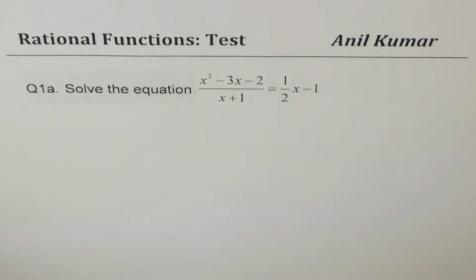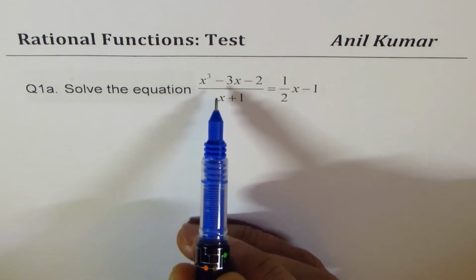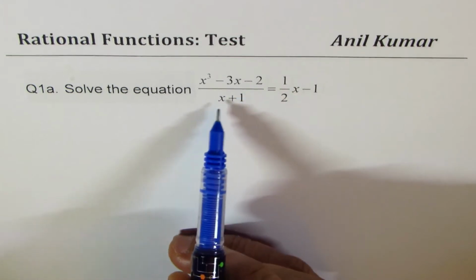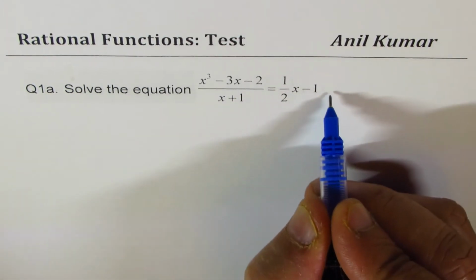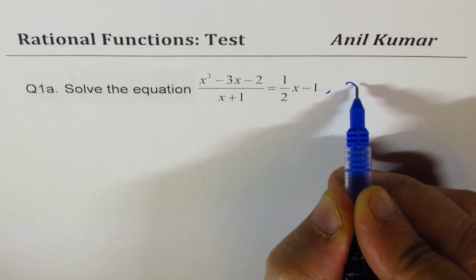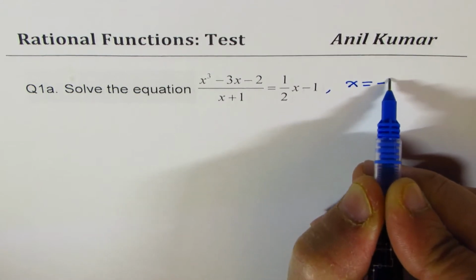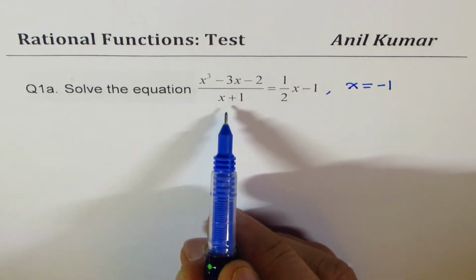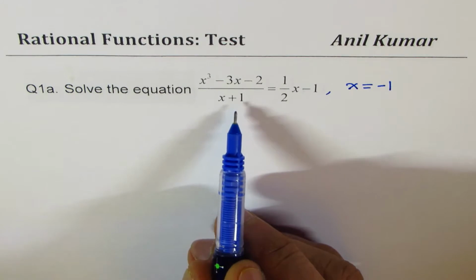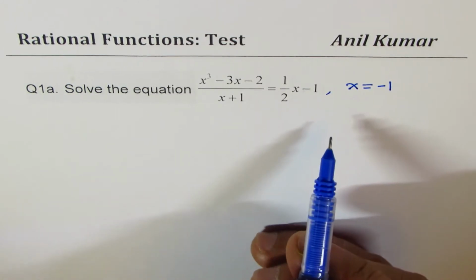So let's begin with question number 1a. So we have (x cubed minus 3x minus 2) divided by (x plus 1). Clearly the restriction here is that x is not equal to minus 1. So whenever you work with rational functions, straight away write down the restrictions.